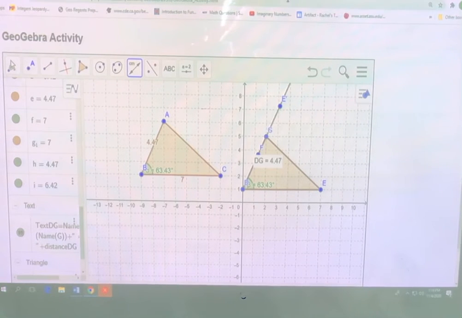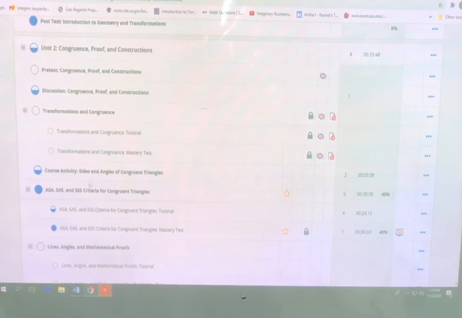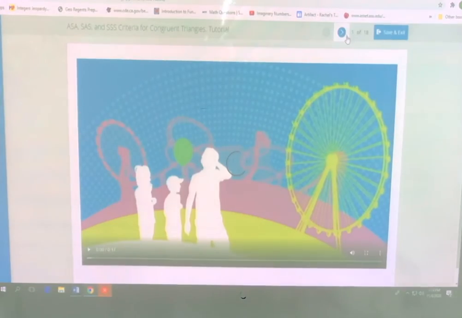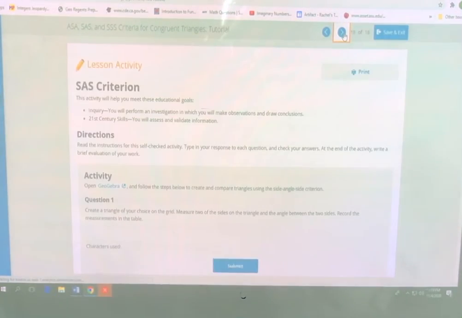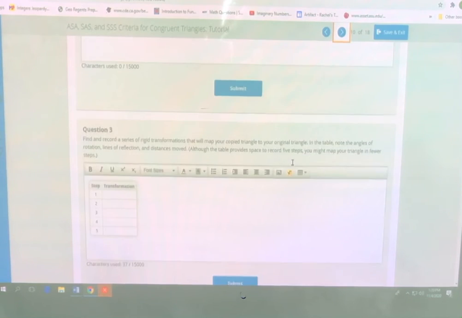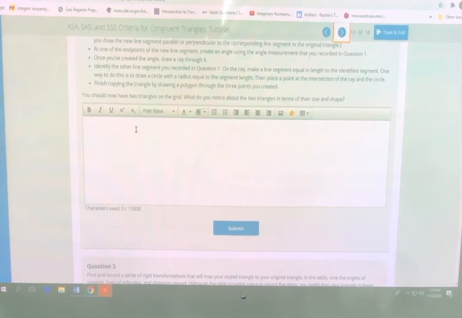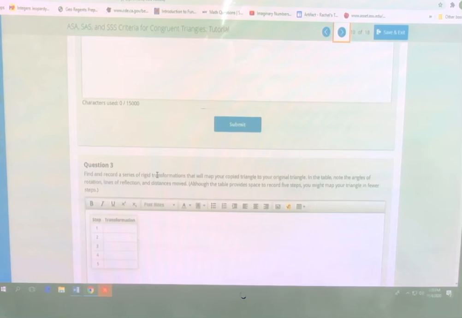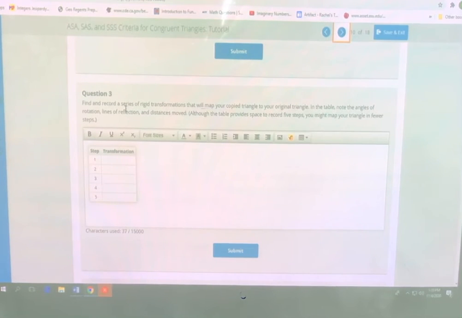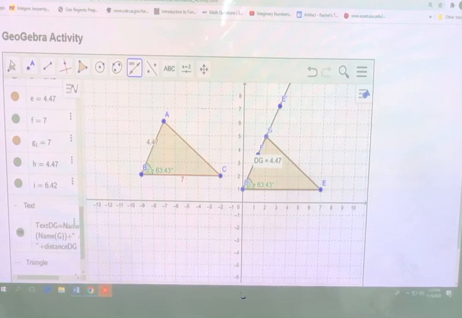Then the next question, let's see. Let me get it back up real quick. Sorry, I closed it by accident. I'm on page 10. The next question, 3, so you'd write they make the same triangle. When you have the same side angle side, you get the same triangle. So question 3 wants you to find and record a series of transformations that will map your copied triangle to your original triangle. So I'm going to show you how to start doing that.